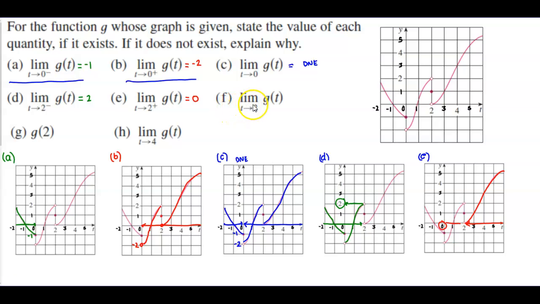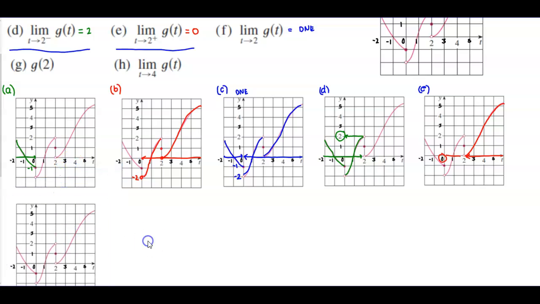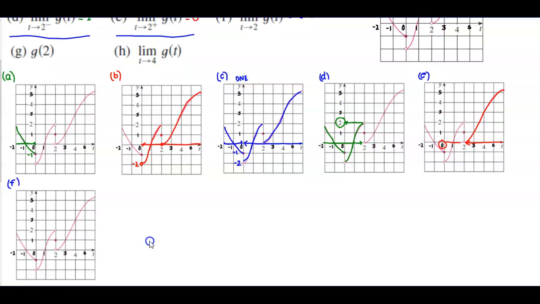In part F, it says the limit of the function g of t as t approaches 2. Well, again, if we look at the previous two, as it is approaching 2 from the left, it's equal to 2. As it is approaching 2 from the right, it's equal to 0. Since those limits are not equal to each other, that does not exist. And let's just provide the proof for that again. As the function is approaching 2 from the left, we see that the function goes to 2. And as it is approaching 2 from the right, we see that it stops here at the value of 0.